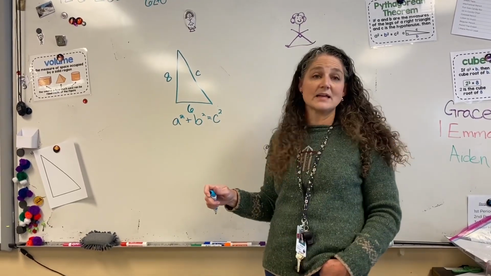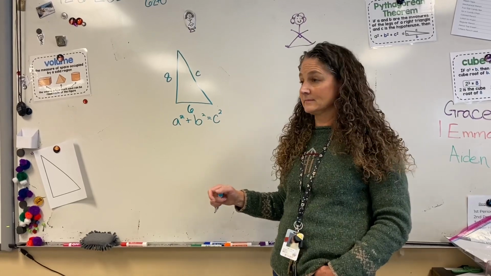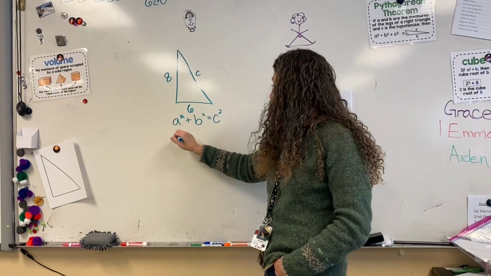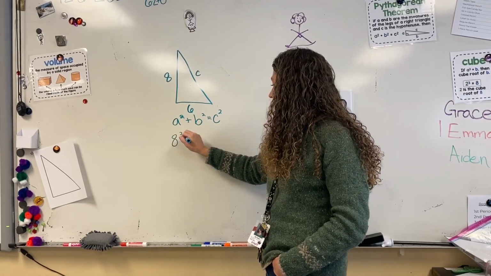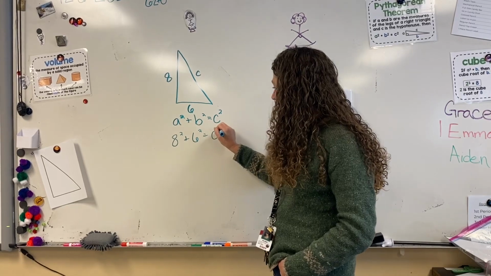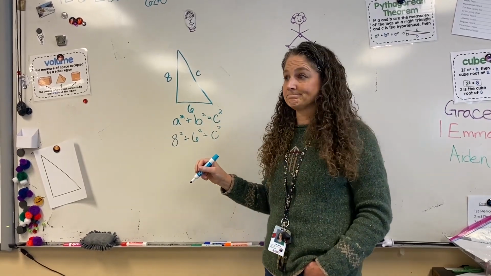What's A in this triangle? 8. Sure. Could it be 6? Yes. Sure, but we decided it's 8, so it's 8. 8 squared plus 6 squared equals C squared. I don't know what C is. What's 8 squared?